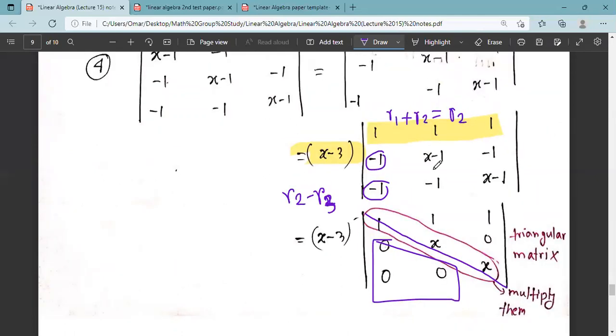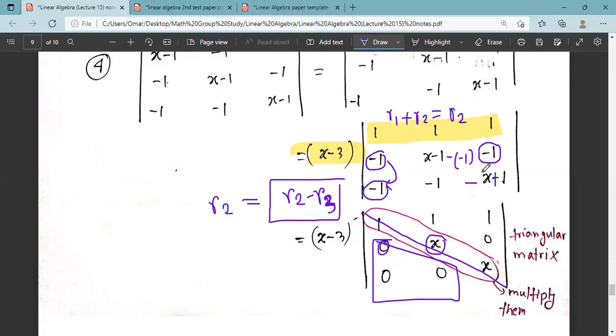So we have done this row operation, R2 minus R3, and we have put the value in R2. So minus 1 minus minus 1 will be 0. Here is 0. Then x minus 1 minus minus 1, so it will become x minus 1 plus 1. That means x minus 0, or only x. And for here it will be minus 1 minus x plus 1, so it will become minus x.